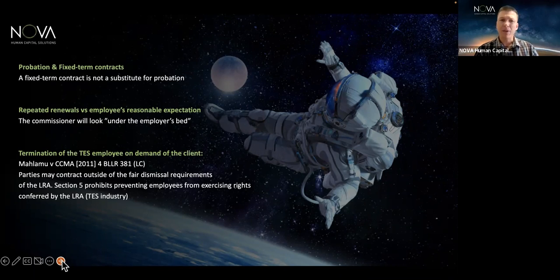I always advise my clients to ask them, are you going to replace the employee? Have you already lined up your successor? If so, you're definitely on the wrong track. And remember, they merely have to prove a reasonable expectation of continuous employment. If that's the case, you are deemed to fail.